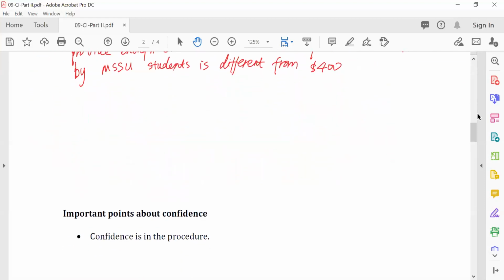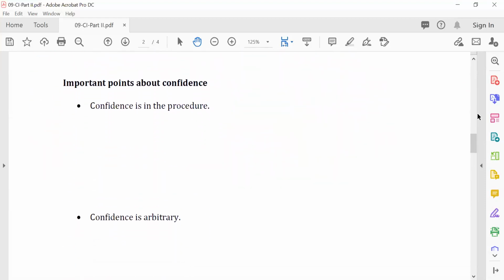Okay, so let's move on. I'm trying to summarize a little bit here some important points about confidence. We have talked about it through all the previous questions and concepts, but I'm just trying to summarize it here. So this confidence is in the procedure, right? It is not, like I've mentioned, a big misinterpretation. It's not about individual samples.